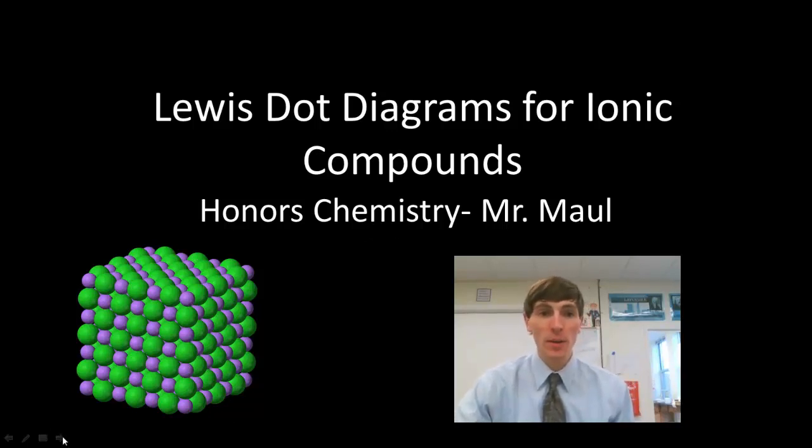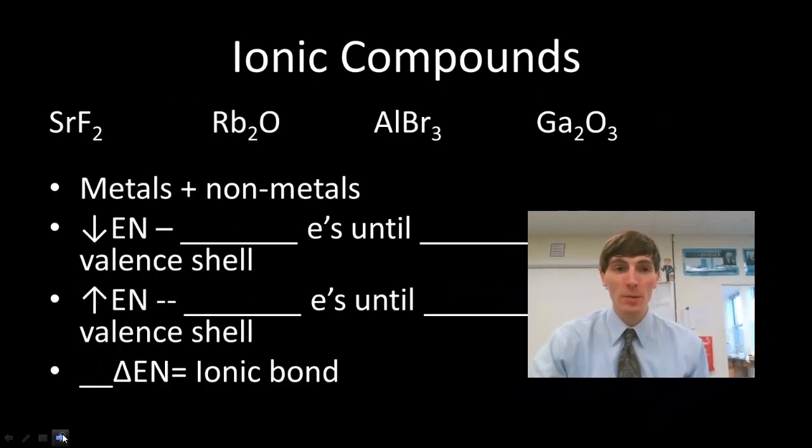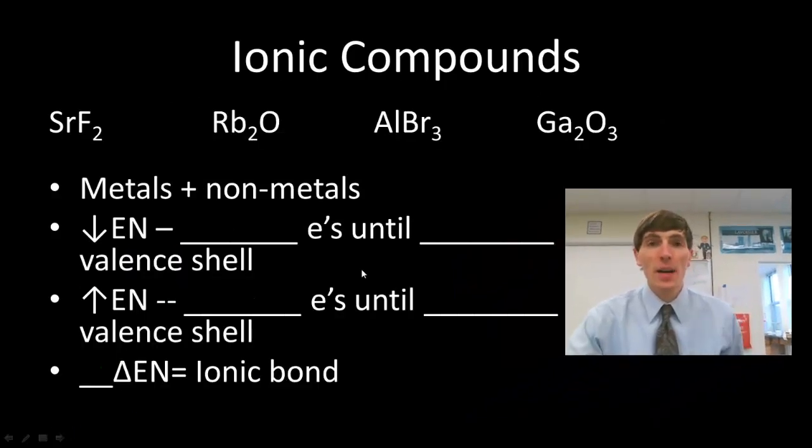Today I'm doing a podcast on how to draw Lewis dot diagrams for compounds that are ionic. So first we're going to start off by recapping what ionic compounds are. When we see them, we're going to notice the types of elements involved, and that they always start with the metal.